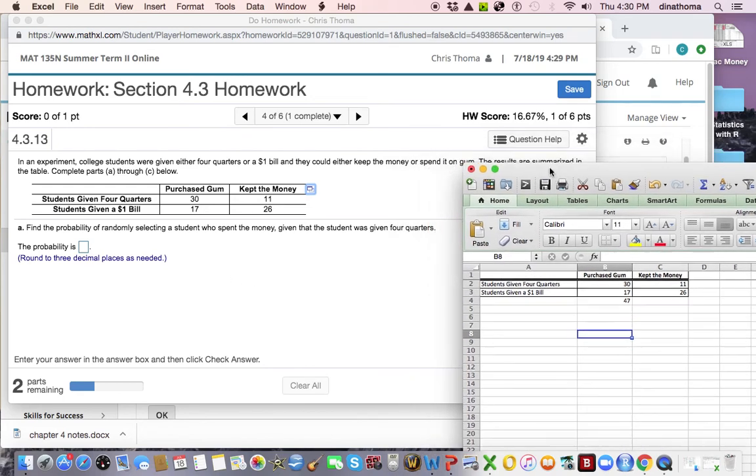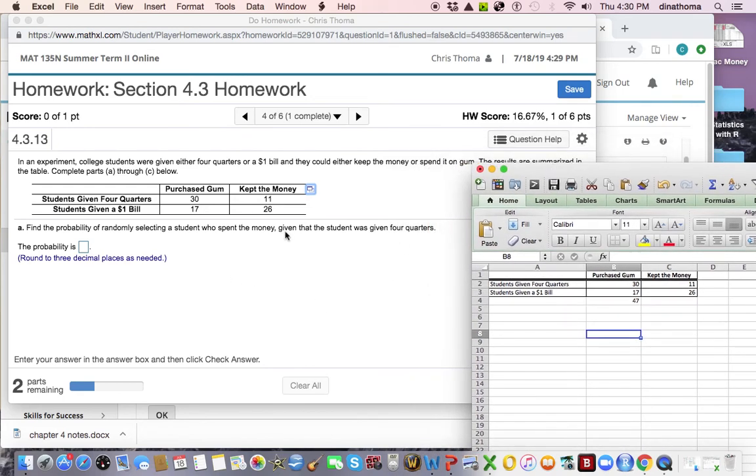This is a conditional probability, and the reason I know is it has the word given. So if you pull back to the handout, the probability of an event given an event equals the probability of the 2 events together as an and, divided by whichever one you're looking for. So find the probability of a randomly selected student who spent the money given the student had 4 quarters. Just like in the previous video, we only care about the 4 quarter people. That's it. Because it says given they have 4 quarters, I don't even care about the dollar people.